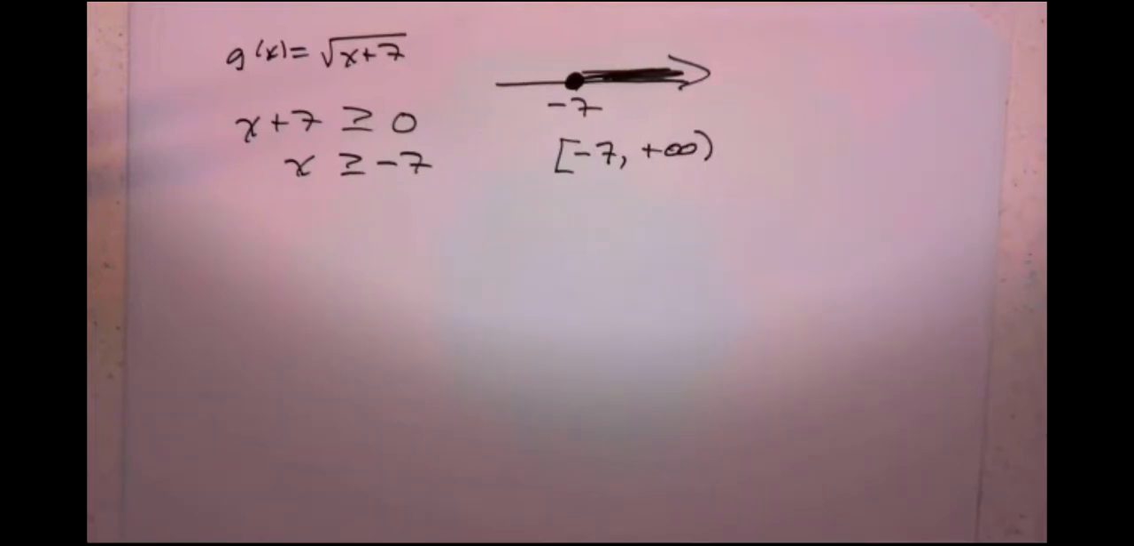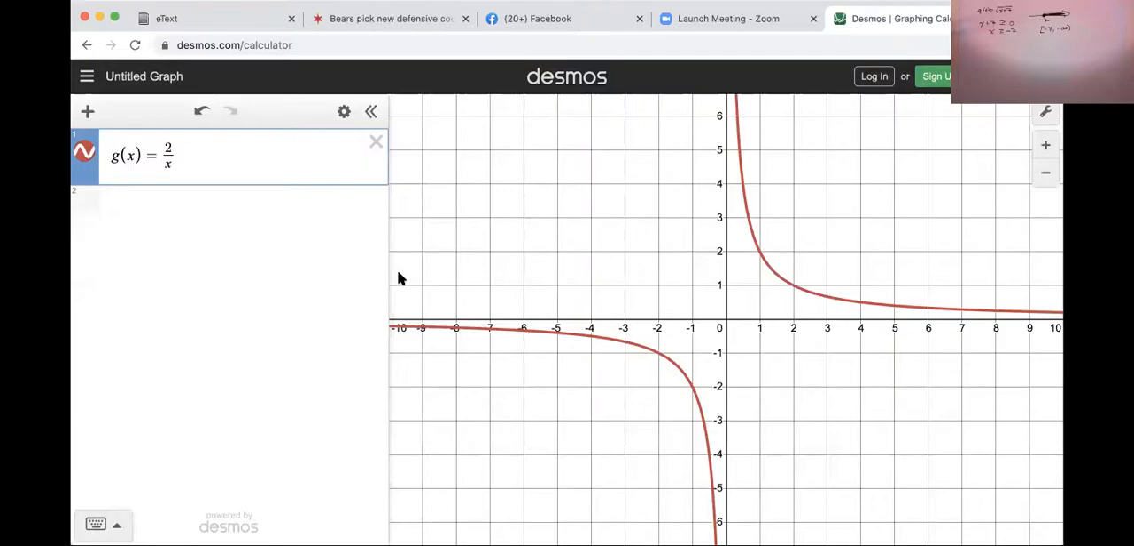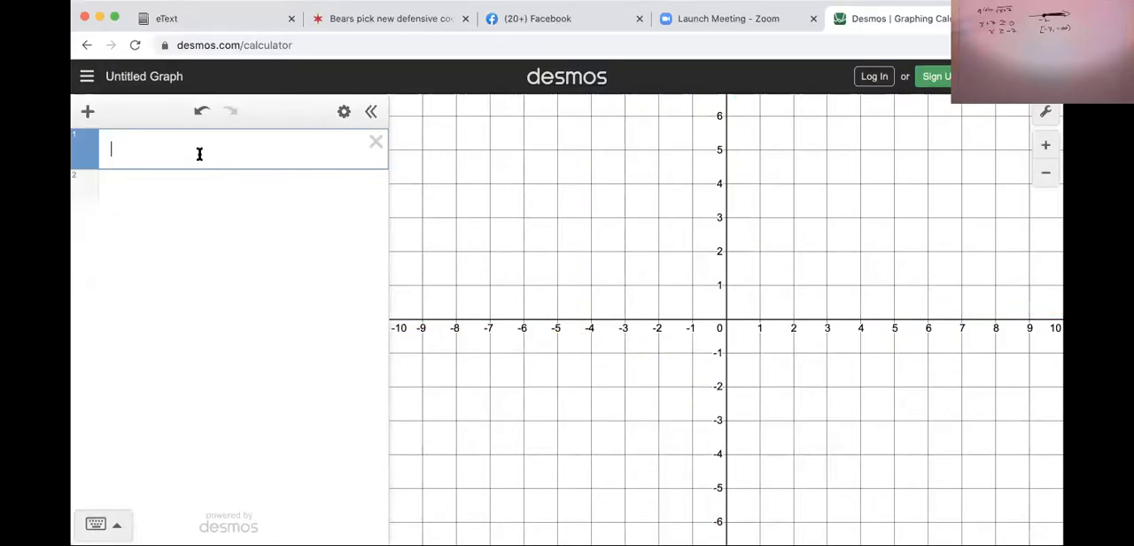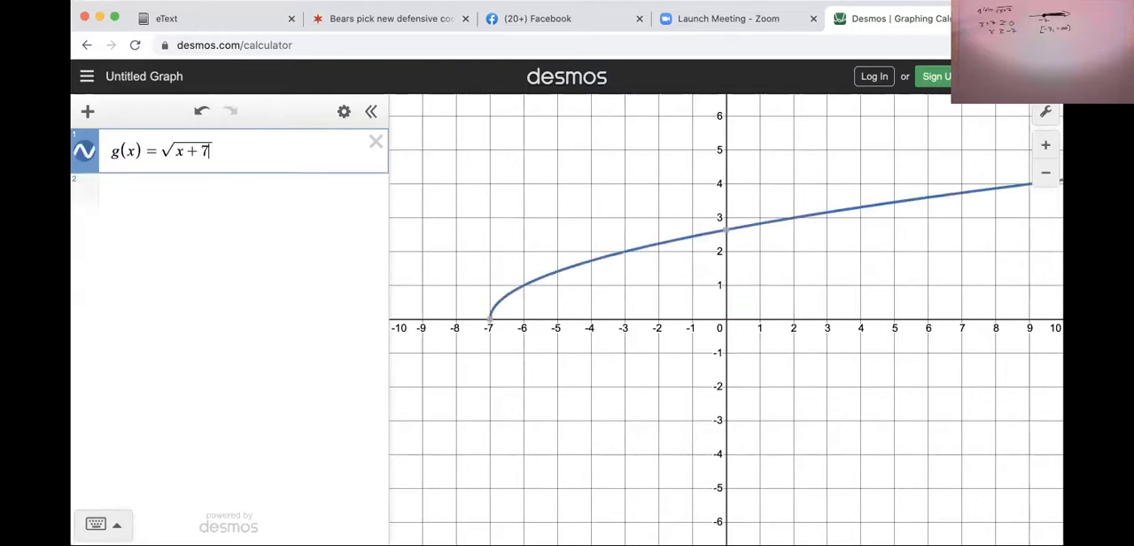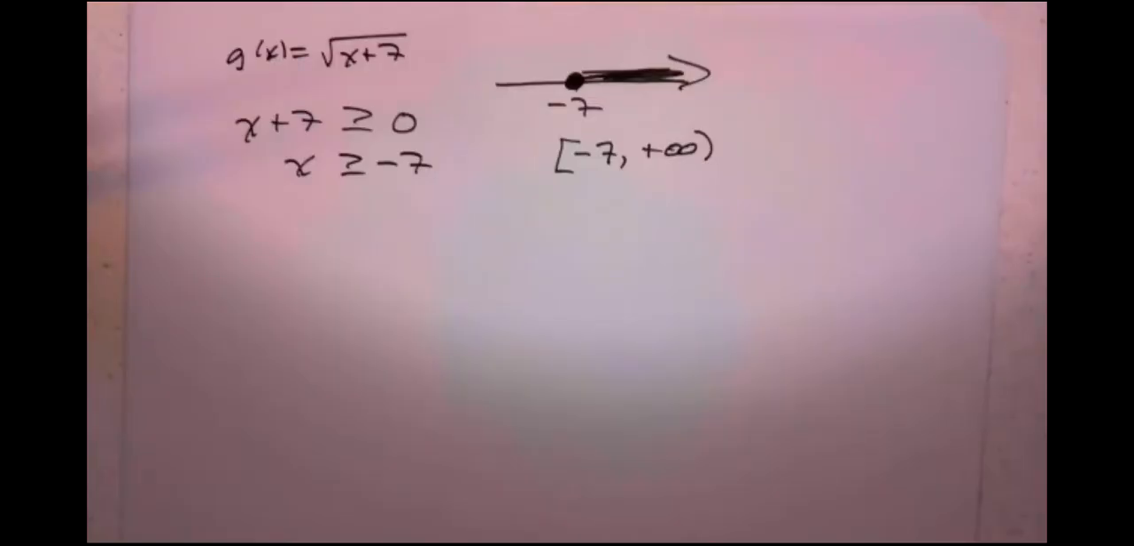Let's take a look at a graph of that. Let's go to Desmos and look at a graph. If I can, I've got to load Desmos first. Now I can go there. So we'll take a look at g of x as the square root of x plus 7. And you will notice the earliest input you see is negative 7. X values beyond negative 7, yes. There's negative 6, there's negative 5, negative 4.5, etc., but nothing to the left of negative 7. So that reinforces what we did here on the paper.